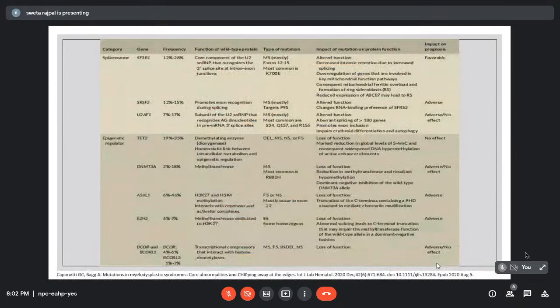This table is just for students. I am not going through everything in detail. The same things I have told before are given here, and we can clearly see that among the spliceosome category, SF3B1 is the one having the favorable prognosis. This table also shows the normal function and the impact of the mutation on protein function. Students can go through this table later.